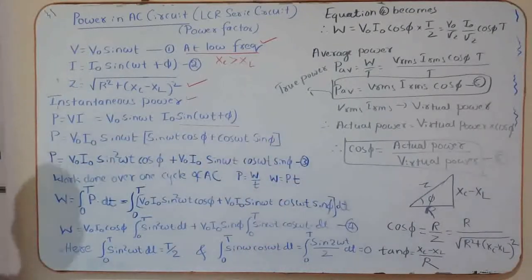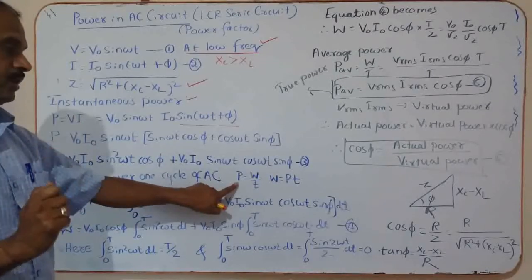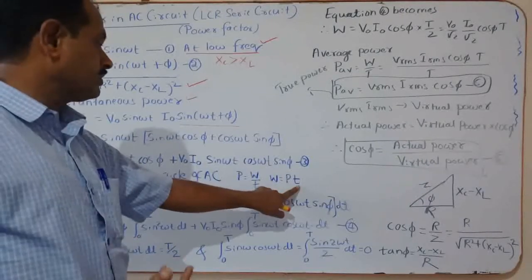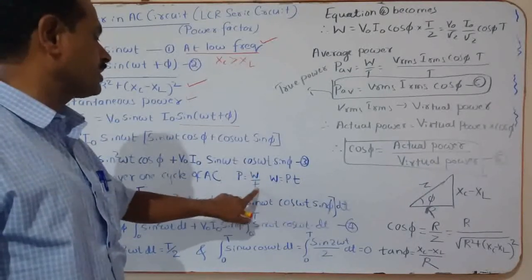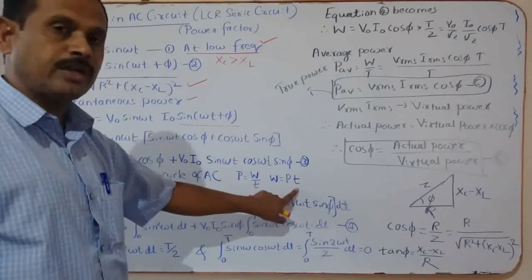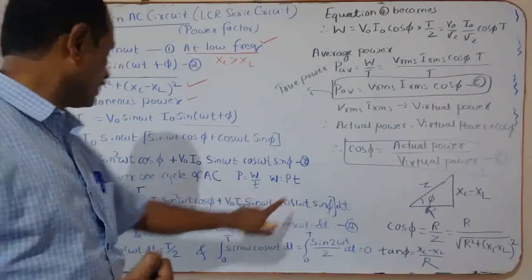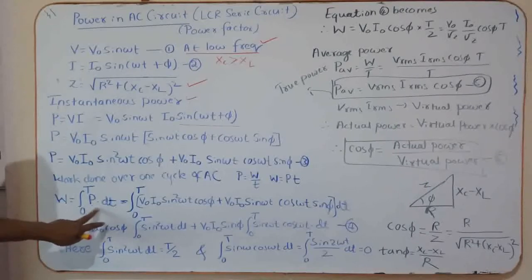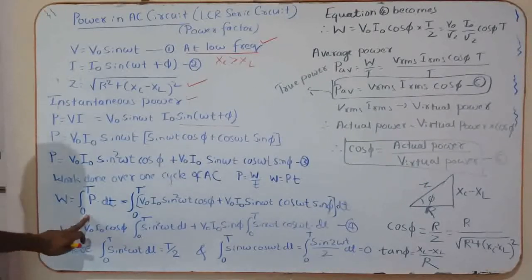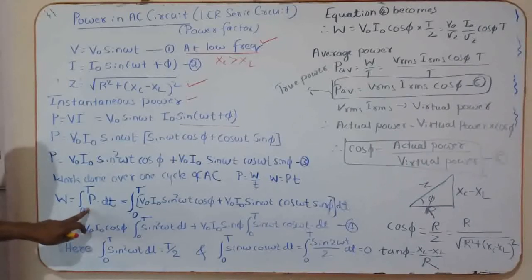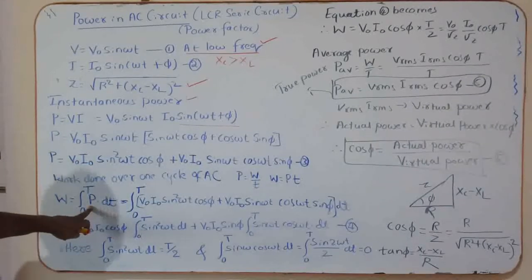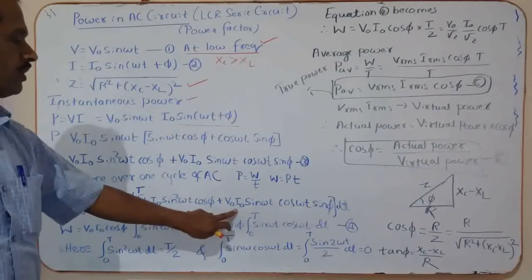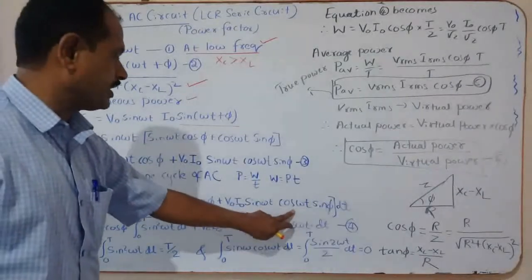Equation number 3. Now the work done over one cycle of AC, what do we get? This is power into time. The expression for power is the rate of doing work divided by time, so work done is equal to power into time. For total work we have to integrate: the integral of P dt under the limit 0 to T. Now what is P? P0 I0 sin squared omega t cos pi plus P0 I0 sin omega t cos omega t sin pi.